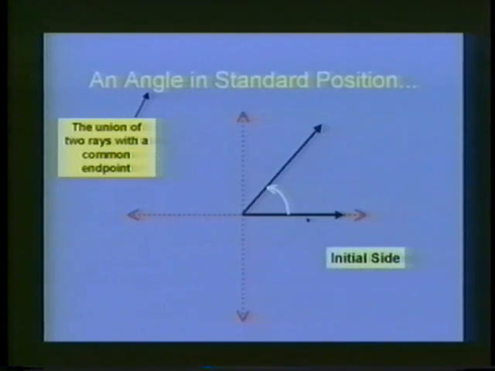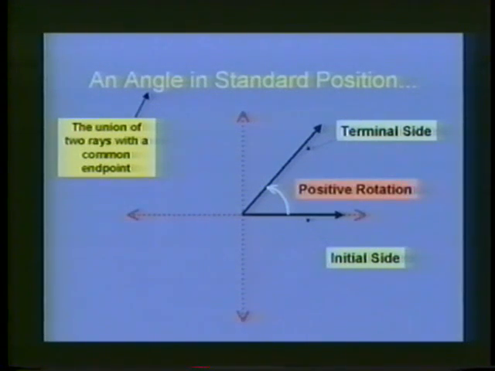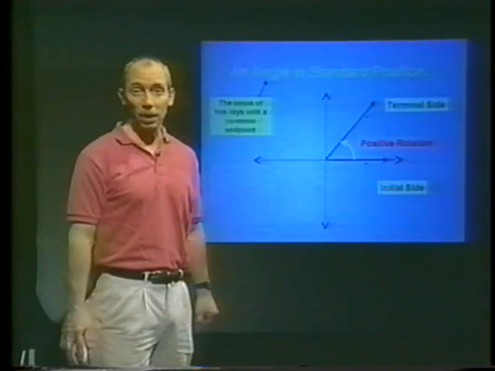Okay? Now I'm going to line up, it starts at the initial side. I'm going to line that up along what is the x-axis. Okay? And wherever the other one ends up, that's where it ends up. Okay? It's going to open up, and that other side is called the terminal side, because that's where it terminates. That's where it ends. Okay? And that's called positive rotation. It's actually opening up in a positive direction.